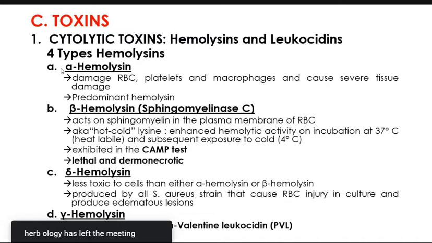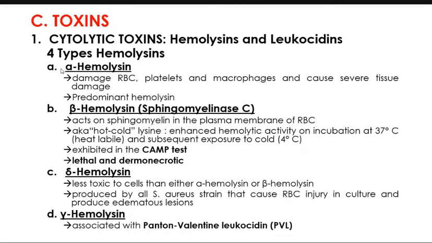Then you have your delta hemolysin, which is less toxic to cells than either alpha or beta hemolysin. This is produced by all Staphylococcus aureus strains that cause RBC injury in culture and produce edematous lesions. And of course, your gamma hemolysin, this is associated with your Panton-Valentine leukocidin.